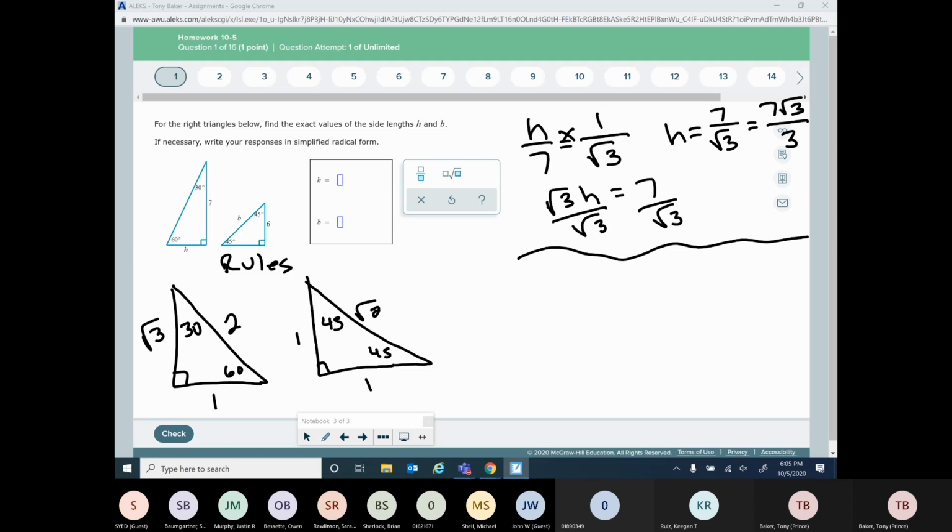On this topic, you're always going to have one of each rule, the 30, 60, 90, and then the 45, 45, 90 triangle. So the next one's 45, 45, 90. I have b over 6. Again, I'm going to match it up. The b is on the square root of 2 side, and the 6 is on the 1 side. So cross multiply, and I get b equals 6 square root of 2. So those are my two answers, and we're just going to put those in the box here.